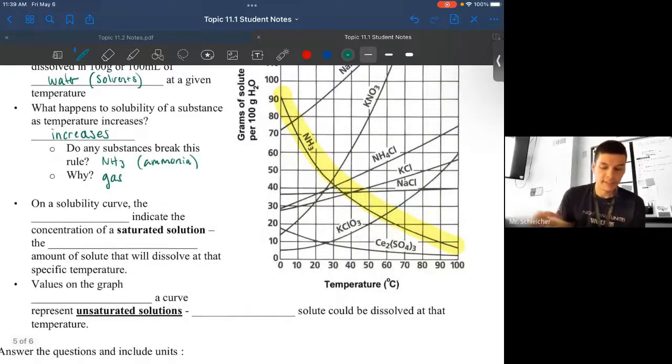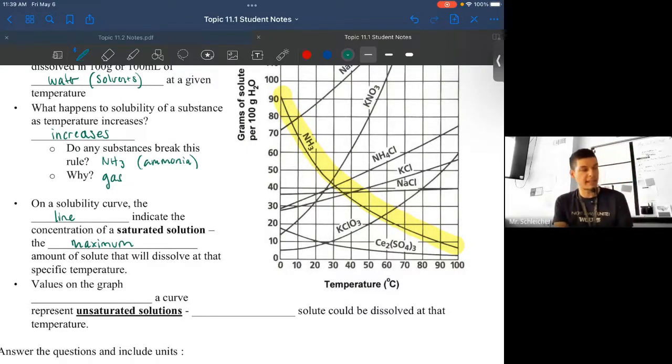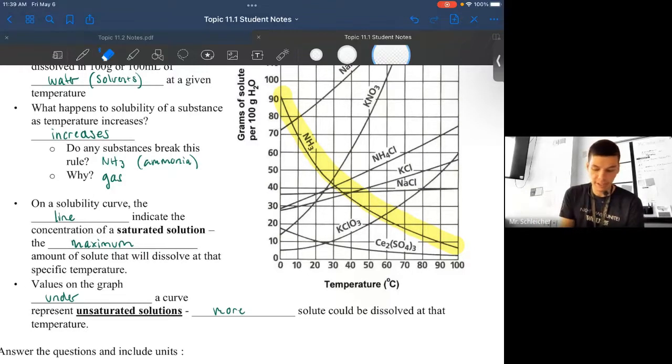Now, on these solubility curves, the line itself, that curve, indicates the concentration of a saturated solution, or as we said before, the maximum amount of solute that can dissolve at that specific temperature. And values on the graph under any curve represent an unsaturated solution for that specific chemical. That means more solute could be dissolved at that temperature if we tried to dissolve it.